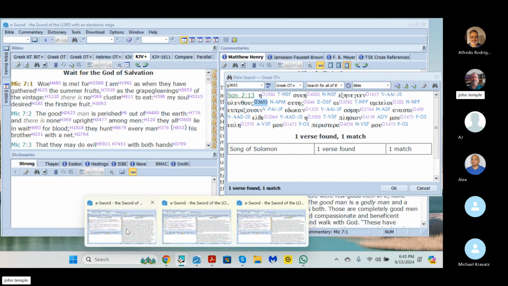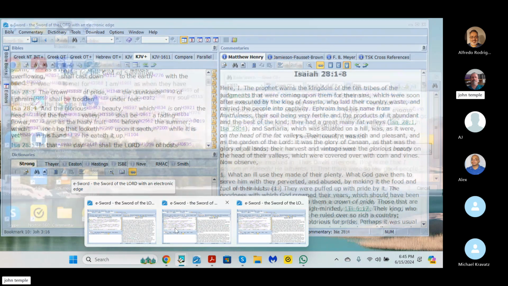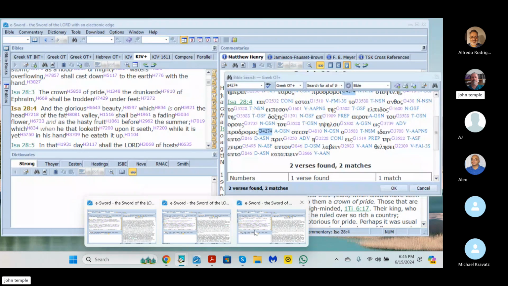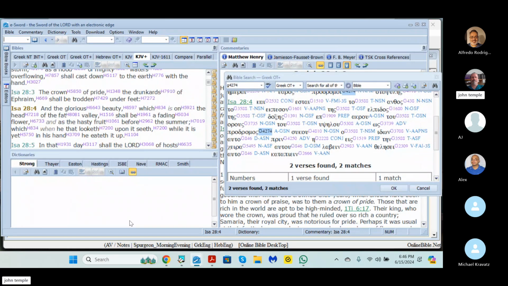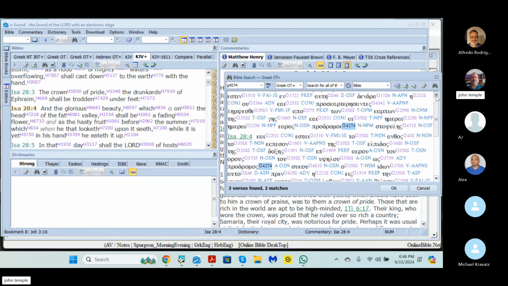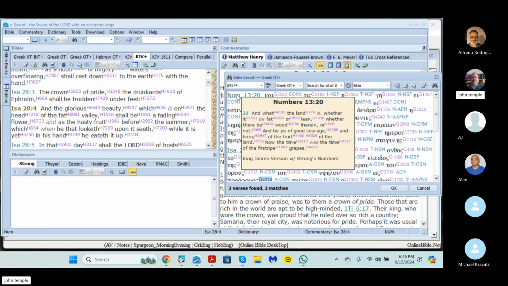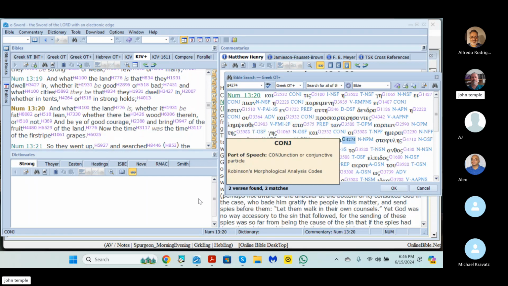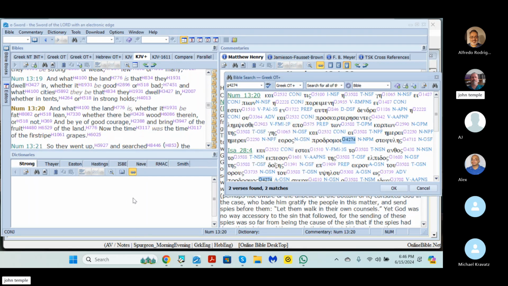Do I have it here? 4274. I got the 3653 there. Here it is. 4274 is two times in the Old Testament. We'll look at this real quick here. 4274 forerunner, Numbers 13:20, and what the land is, this is when they were going into the land, whether it be fat or lean, whether there be wood therein or not, and be ye of good courage, and bring of the fruit of the land. Now the time was the time of the first ripe grapes.